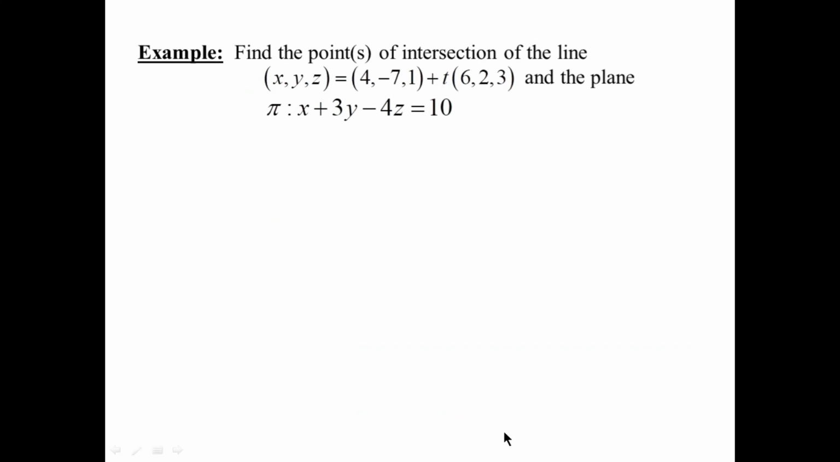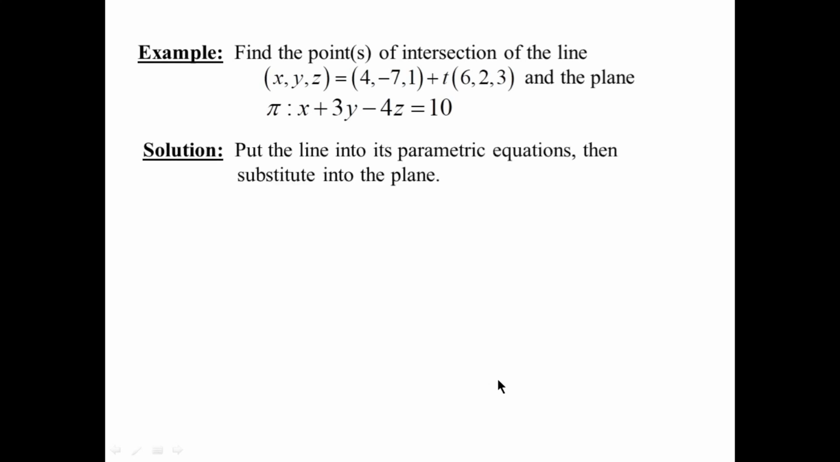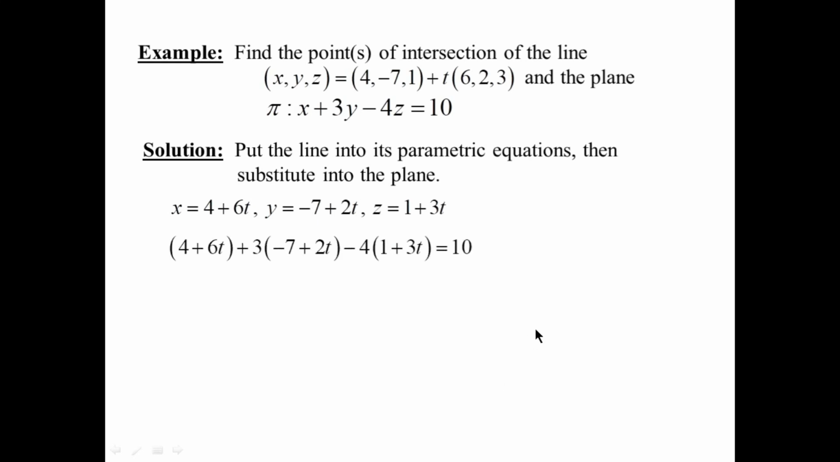Again, let's do it again. Find the points of intersection of the line and the plane. Same method, get those parametric equations and plug them into the plane. Same thing will happen. We'll get a linear equation with just one variable. The math is simple. Multiply it out and collect like terms and solve. But in this case, we got 0t equals 31.